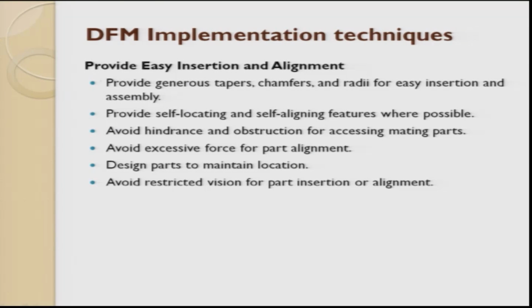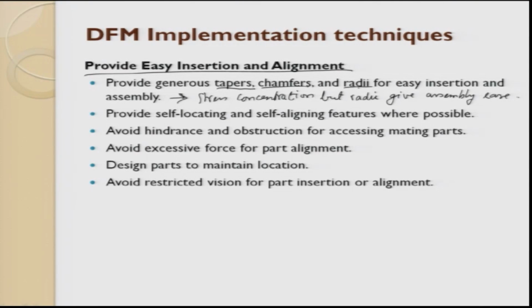Next, part insertion and alignment. Here I have told you we always try to give a taper, chamfer or radius to the part. People always talk about stress concentrations, that is one aspect, but as far as assembly is concerned from the design perspective, this radiusing gives assembly ease. This is very much talked about, and as far as possible, if you can have a self locating or self aligning feature, it is very advantageous.